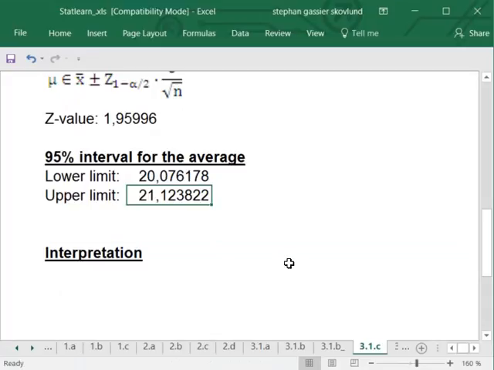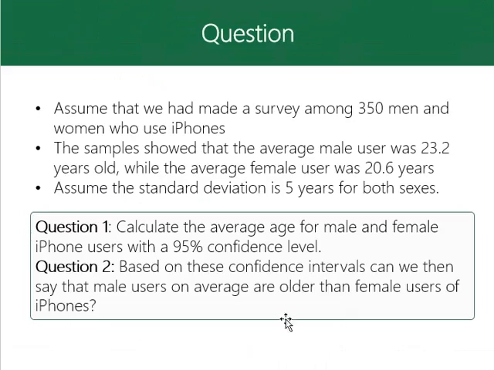So that tells us that we could say, based on these two confidence intervals, that the average age of men is higher than the average age of women.